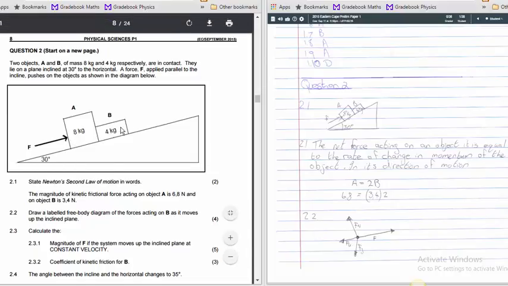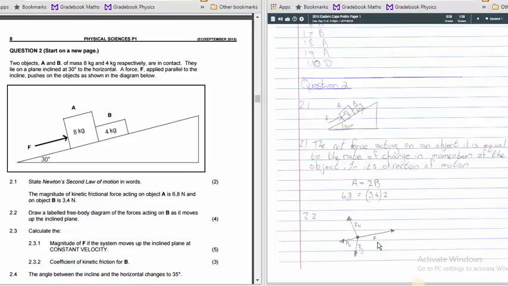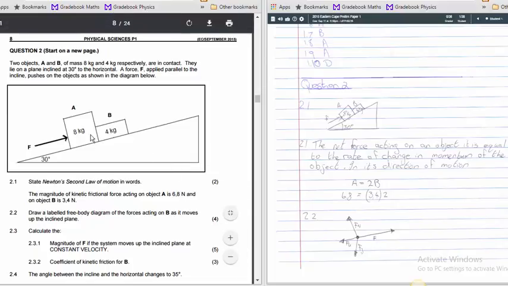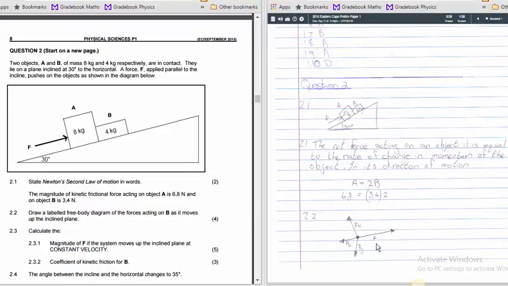Then in the direction of the plane, we have a force exerted. Now the force that's exerted, I don't think I would have given the mark here, but the force is exerted by A. So A is pushing on B. Now it is indirectly F that's pushing on A, but A is in turn pushing on B. So I would have just indicated here that it's the force from A.